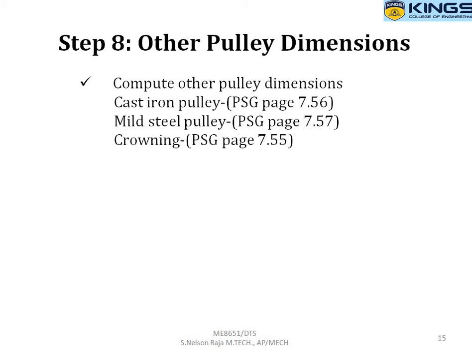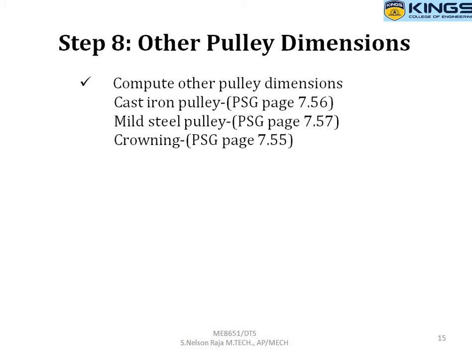And the last step: after designing all those parameters, we have to select the other pulley dimensions. We have 3 different conditions: one is the cast iron pulley, the second is the mild steel pulley, and the third is the crowning effect. Each pulley condition is available in the PSG pages. If the design consists of a cast iron pulley, we have to refer to PSG page number 7.56. Similarly, for the mild steel pulley, we refer to page number 7.57. For the crowning effect, we refer to PSG page number 7.55.